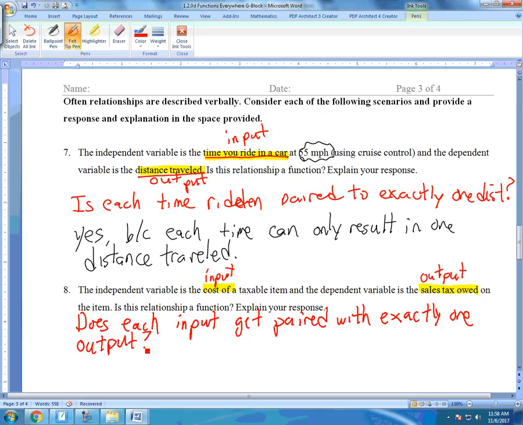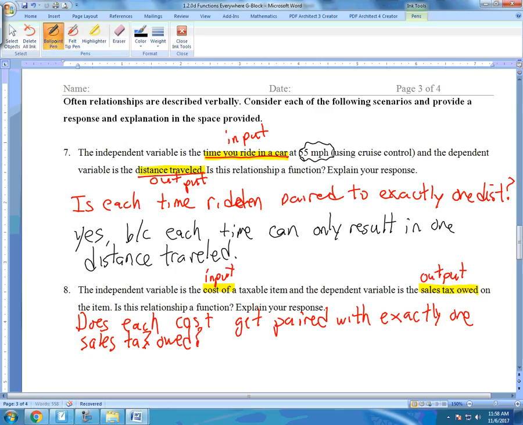And then what we can do is erase the word input and replace it with what the input actually is here. Does each cost get paired with one output? Erase the word output and replace it with what the output actually is, the sales tax owed. And that's the question.